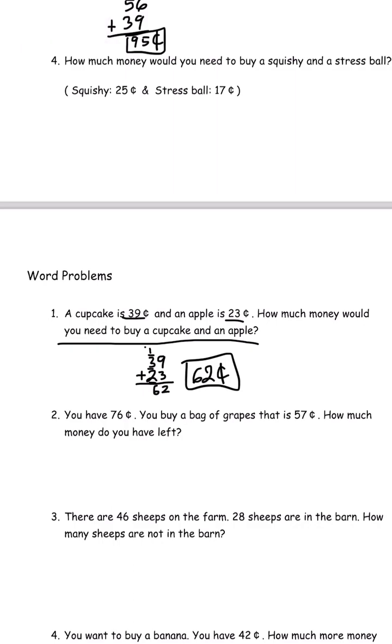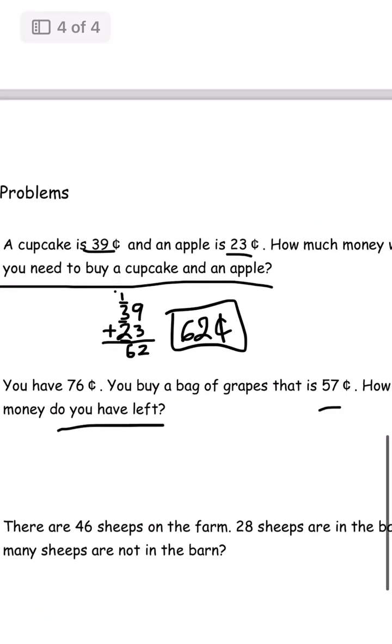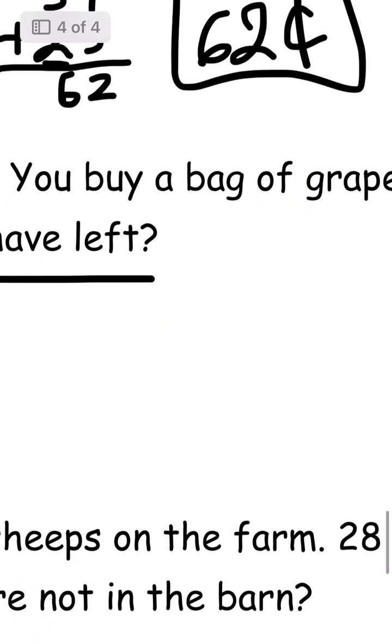And then let's try number 2. This one is kind of different. So you have 76 cents. You buy a bag of grapes, there's 57 cents. How much money do you have left? So in order to see how much you have left, you have to subtract 57 cents from 76 cents.